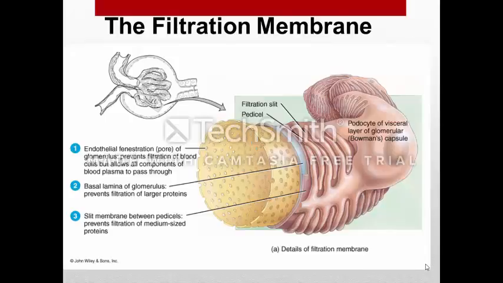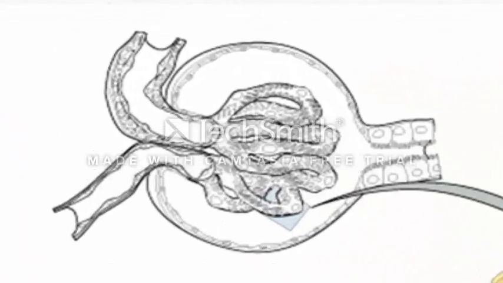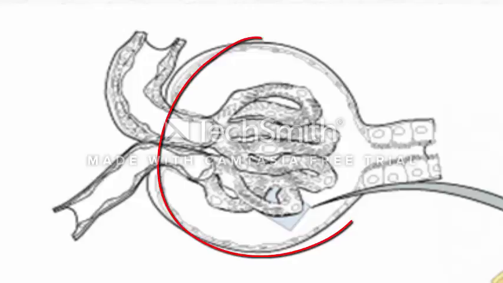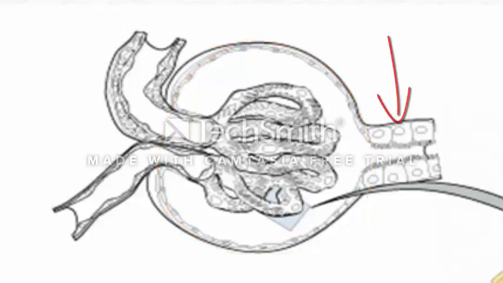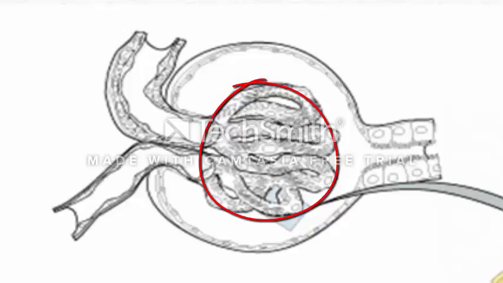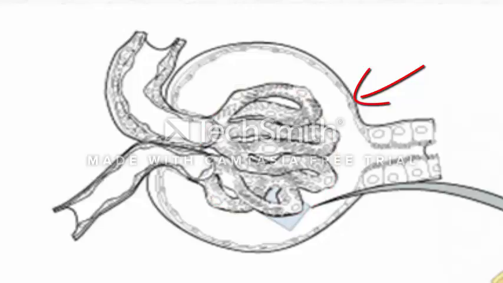So from our previous session, you'll remember that the nephron consists of a renal corpuscle where the filtration of plasma occurs, and a renal tubule where the filtered fluid collects. The renal corpuscle consists of the glomerulus, and that's the capillary network, alongside the Bowman's capsule. The Bowman's capsule is a double-layered structure that surrounds the glomerulus.